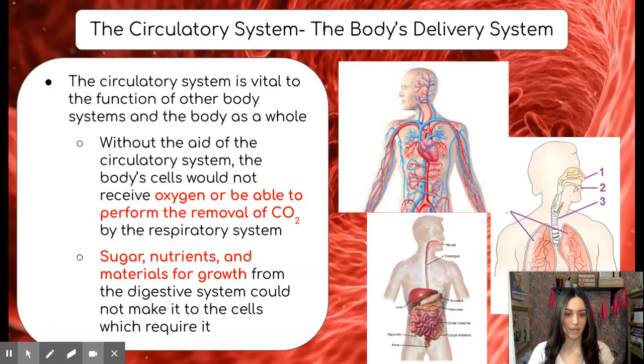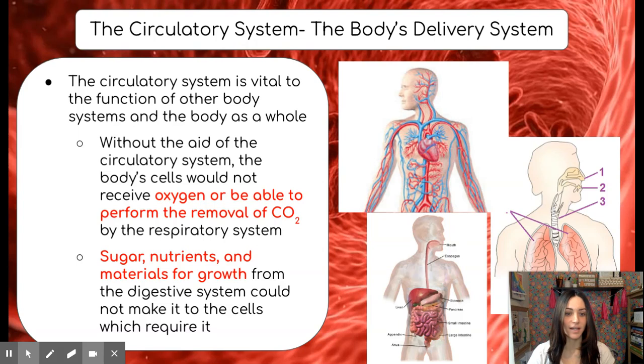So, as I hope you can see from our explanation of the circulatory system, the circulatory system and its functions are absolutely vital to the function of the body as a whole and to several other body systems. Without the aid of the circulatory system, neither the respiratory system nor the digestive system would be able to perform their functions. Firstly, without the circulatory system delivering oxygen and removing CO2, the respiratory system would not be able to provide the oxygen for our body and dispose of the CO2 from our body that it is built to do.